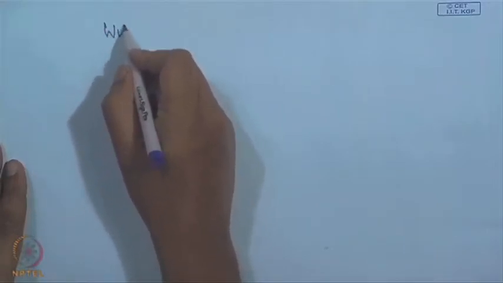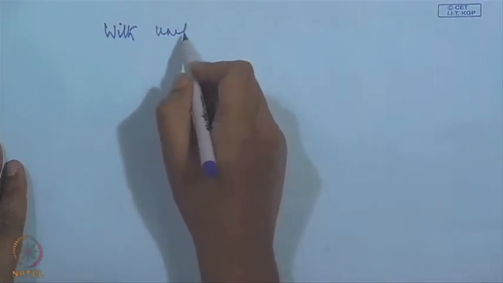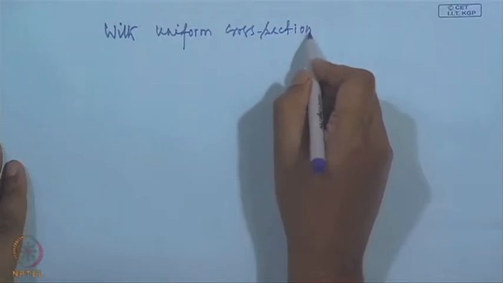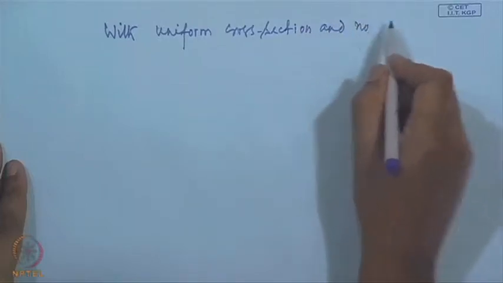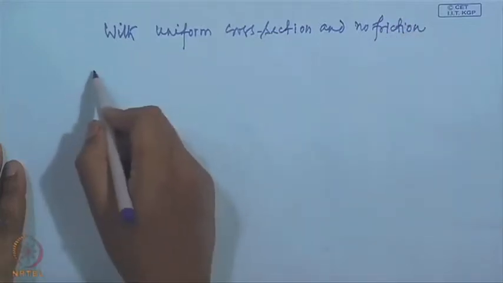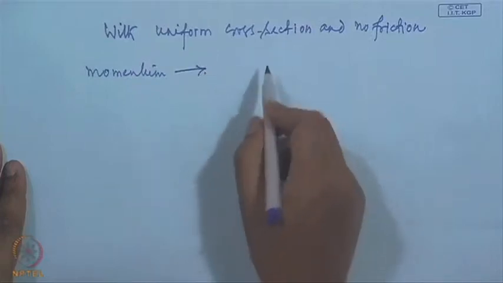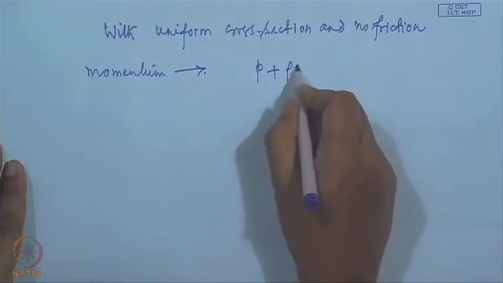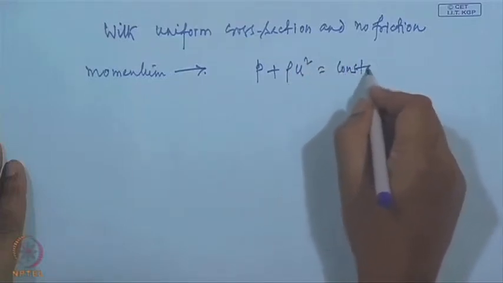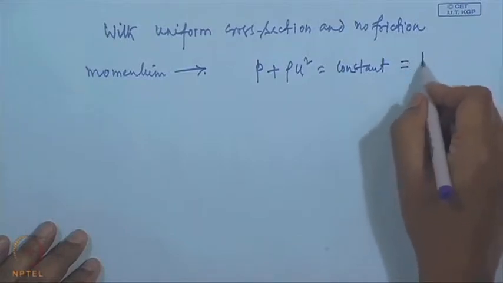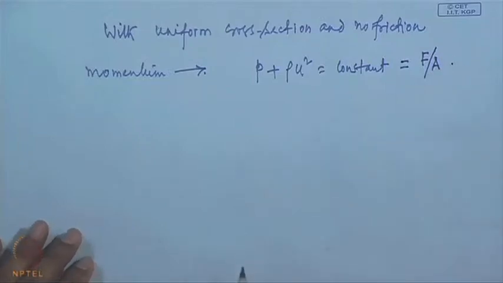Now, with constant area and no friction, the momentum equation is, with uniform cross section and no friction, the momentum equation simply gives us P plus rho u square equal to constant, and as we defined earlier, P plus rho u square is called the impulse per unit area, that is impulse per unit area is constant.